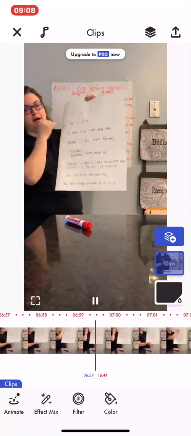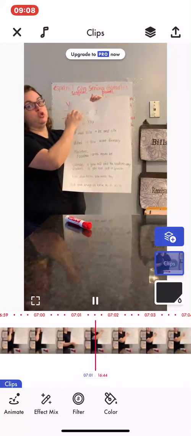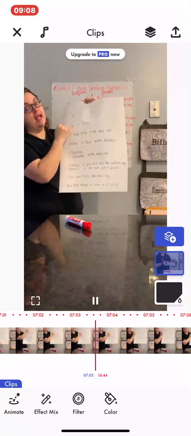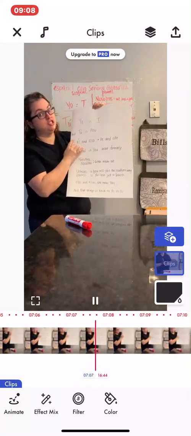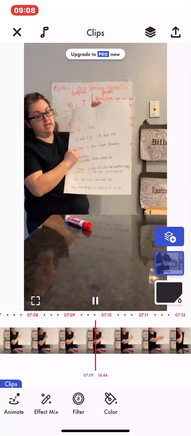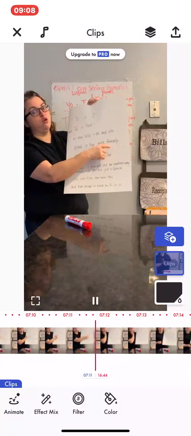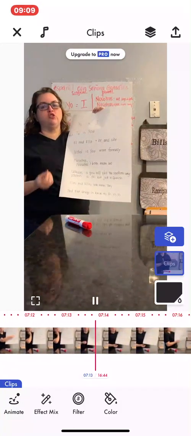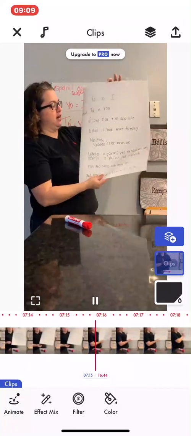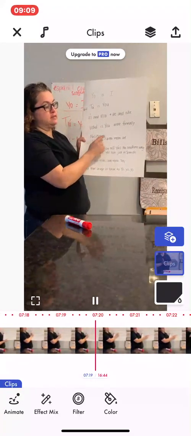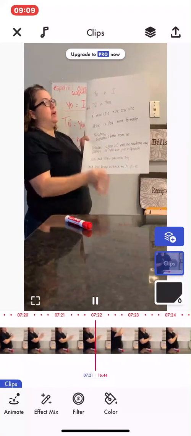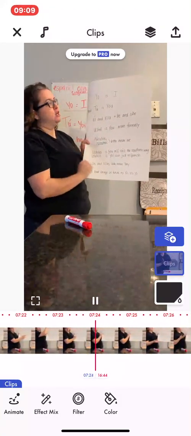Now let's do this part together, okay? Yo is I, and tú is you. Él and ella, he and she. Usted is you, more formally. Awesome. So you have the beat. All right. So then we're going to move down to nosotros, nosotras, both mean we. Okay. So let's start this and add this.